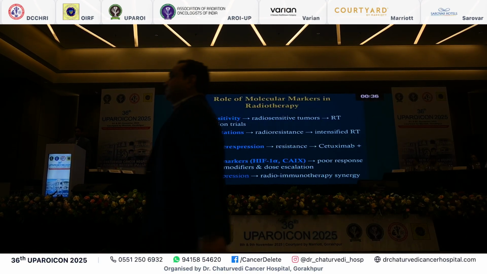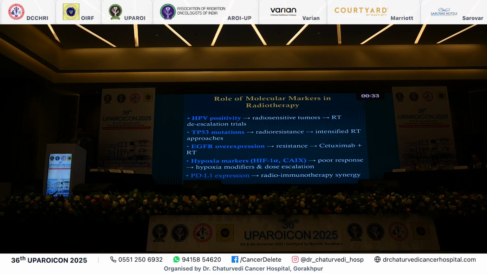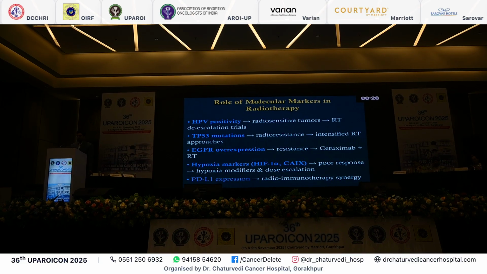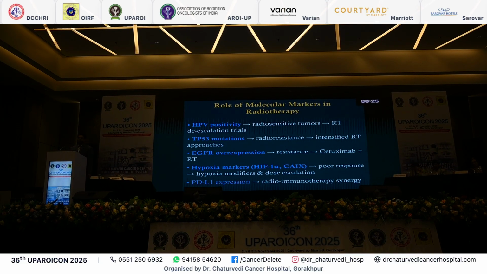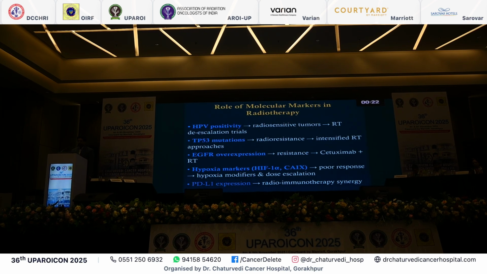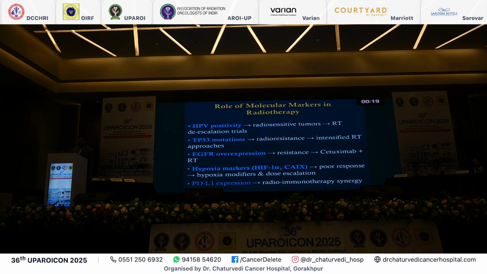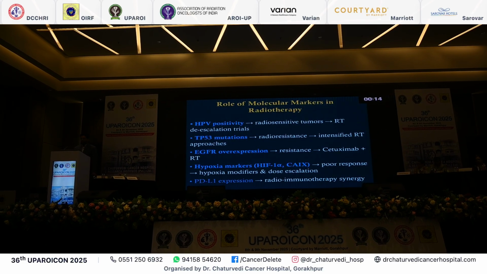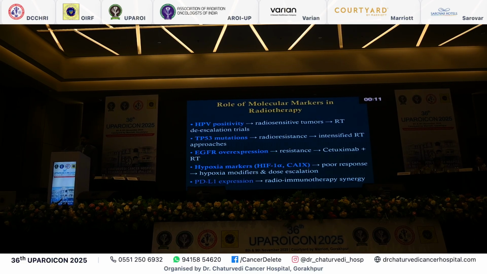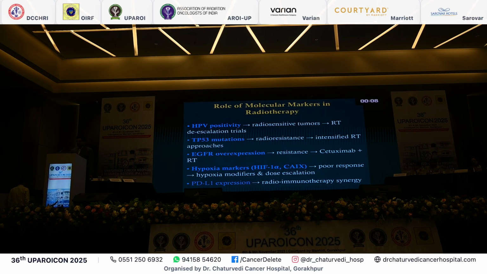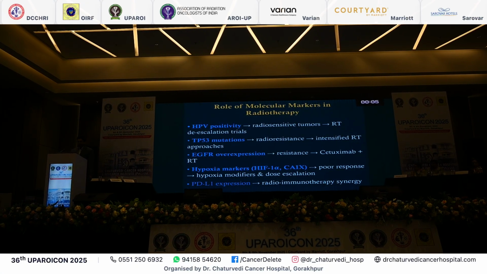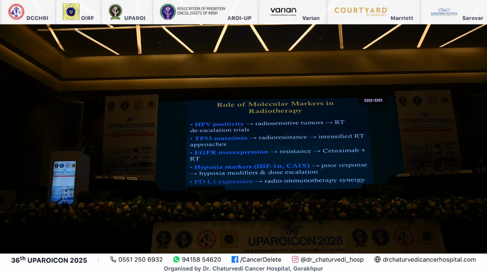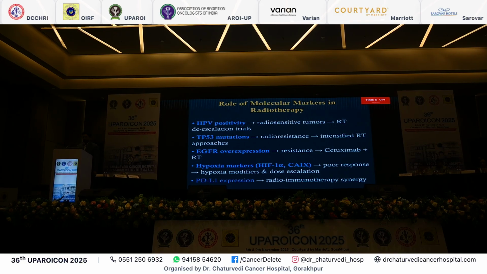So, to summarize the role of molecular markers in radiotherapy, HPV positivity shows radiosensitive tumor and it advocates RT de-escalation to reduce the radiation toxicity. P53 mutation leads to radioresistance and needs an intensified radiotherapy approach. EGFR overexpression shows resistance to the radiotherapy and it advocates incorporating cetuximab along with the radiotherapy. And hypoxia marker shows the poor response and there is a need for hypoxia modifiers and dose escalation.